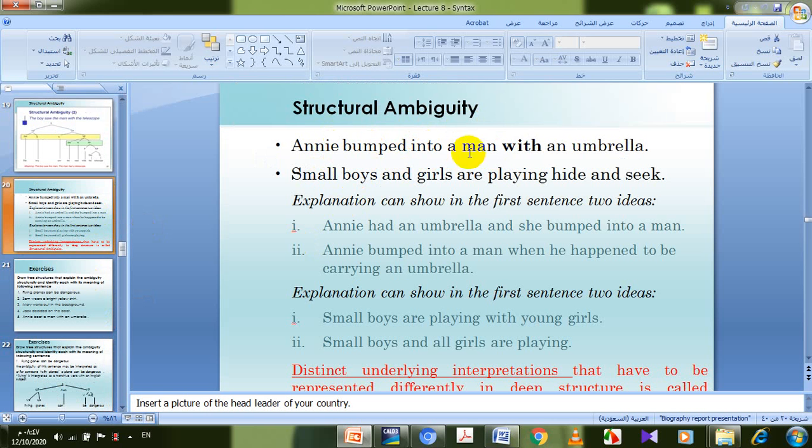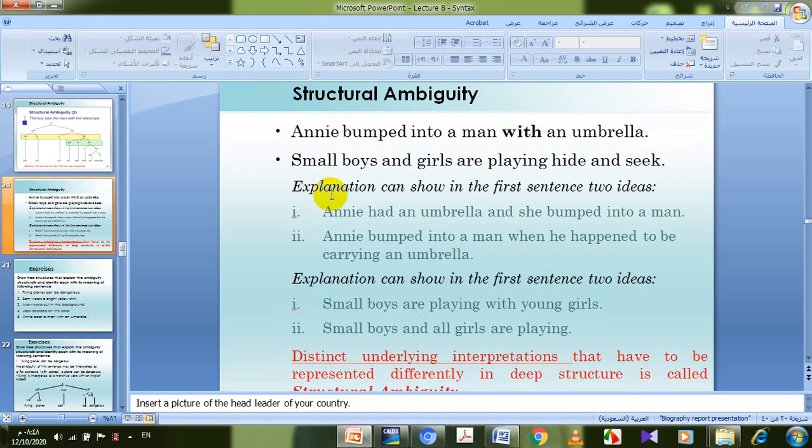Annie bumped into a man with an umbrella. Small boys and girls are playing hide and seek. Okay, we have here a sentence that can be interpreted differently. We have two different meanings, two different tree diagrams, two different syntactic structures. So here we have the same surface structure, but different deep structures. Is it different? Yes, because it has two different meanings.